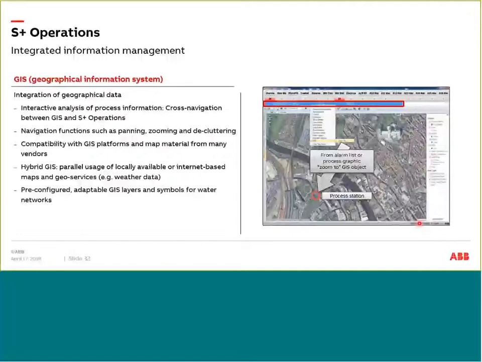In addition to maps, you can also have weather data, or wind data. Any of the other information can be put into S+ operations. If you see the screenshot here, it's all within S Plus operations. I'm not going outside of the window, but it's just integrating everything into my S Plus operations. Now you can zoom in if you're looking at a particular process station, or you can zoom out and see what's happening with my entire fleet.